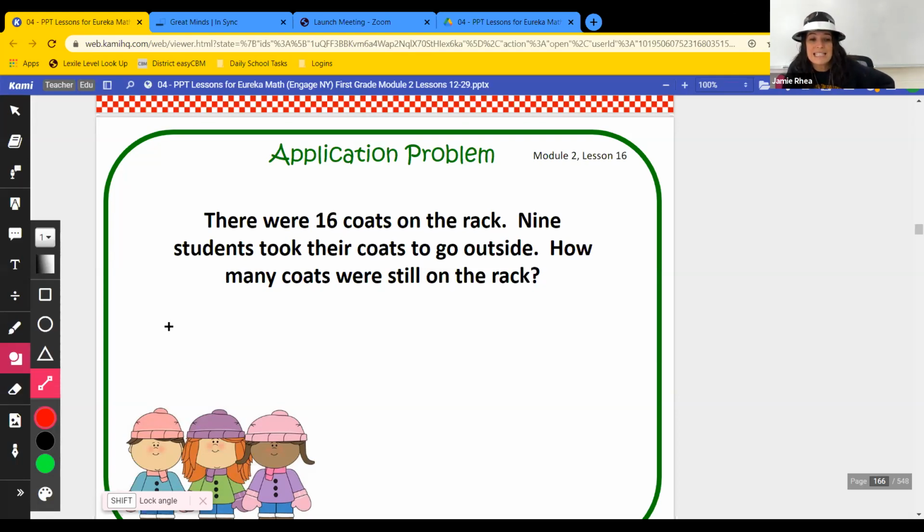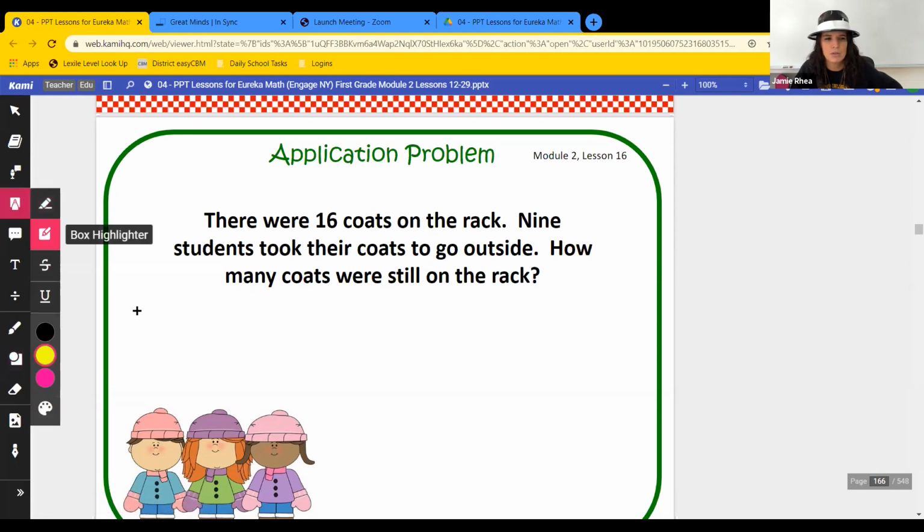There were 16 coats on the rack. 9 students took their coats to go outside. How many coats were still on the rack? Does it tell us how to solve this problem? No, it doesn't. So let's look for clues first, and then maybe that will help decide what we need to do. I'm going to highlight my clues.